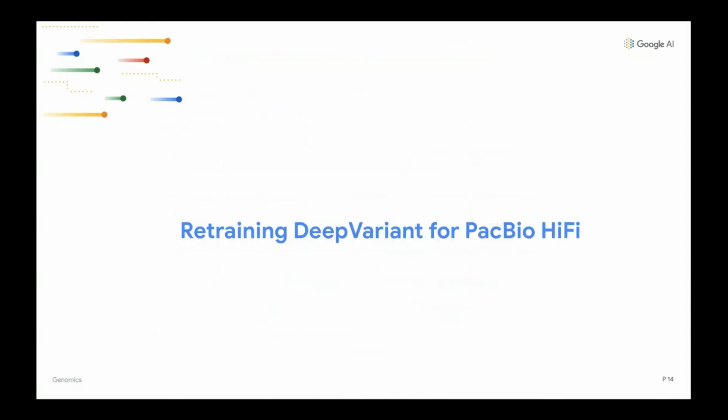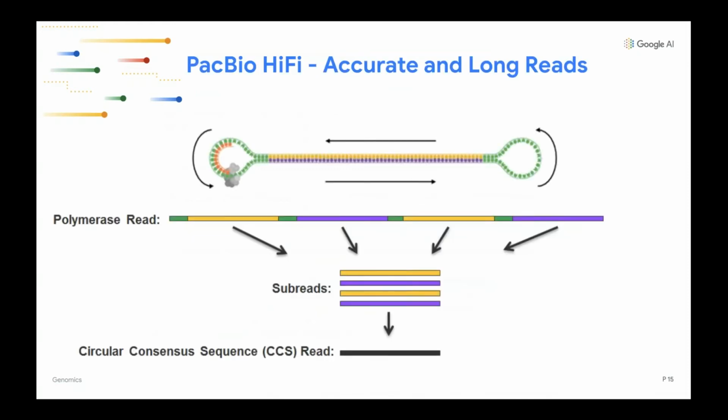All right, so the next story I'm going to tell is about retraining DeepVariant for this PacBio HiFi data set. Late last year, PacBio reached out to Jason Chin to help coordinate collaboration between Google, PacBio and DNAnexus around the adaptation of DeepVariant. I won't go into detail about the circular consensus sequencing technology, which enables HiFi reads, because you've heard quite a bit about this.